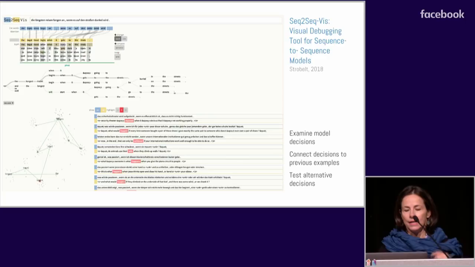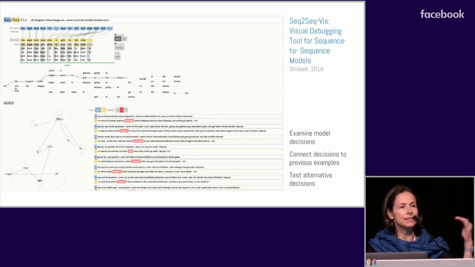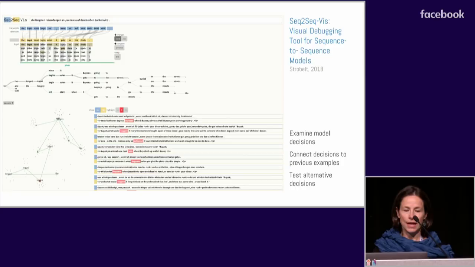This is another example. This is a much more recent example of visualizing RNNs. This is Seq2Seq-Vis, and it's by Hendrik Strobelt. Here, he was really interested in building a visual tool that allowed researchers to debug a translation system. Okay? He put together a ton of different visualizations here, and they are all interacting with each other. It starts here at the top where he enters a sentence in German.